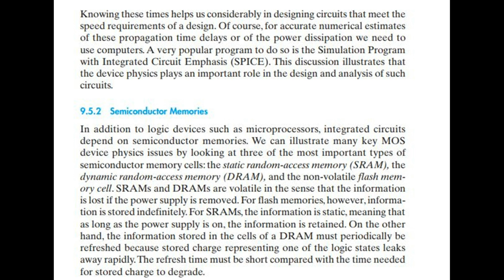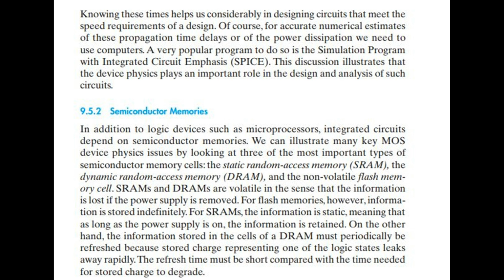We can illustrate many CMOS device physics issues by looking at three of the most important types of semiconductor memory cells: the static random access memory, SRAM, the dynamic random access memory, DRAM, and the non-volatile flash memory cell. SRAMs and DRAMs are volatile in the sense that the information is lost if the power supply is removed. For flash memories, however, information is stored indefinitely.